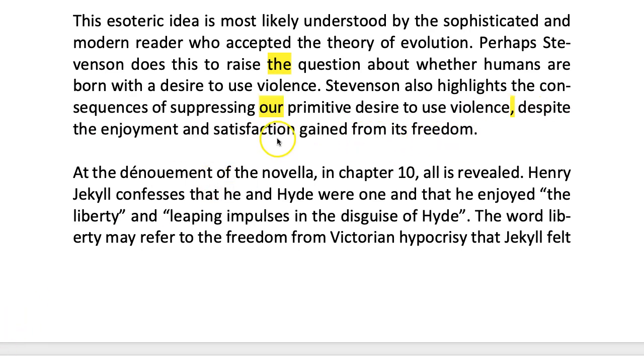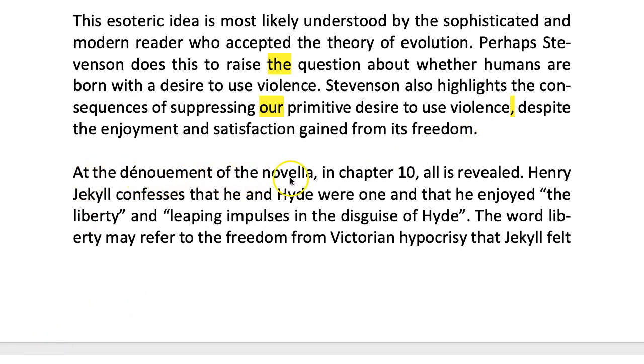Now that's a brilliant idea, and you've raised it as a brilliant question: whether humans are born with a desire to use violence. You seem to be suggesting that yes, humans are born to use violence, but that suppressing it will make it worse, so that we must deal with our violence in some other way. But you're only hinting at that, and you're not saying what way we should deal with it, according to Stevenson. So this isn't fully exploratory. Yeah, it starts the exploration, but it doesn't end up giving us an answer, and because of that, it's not taking us into the top band.